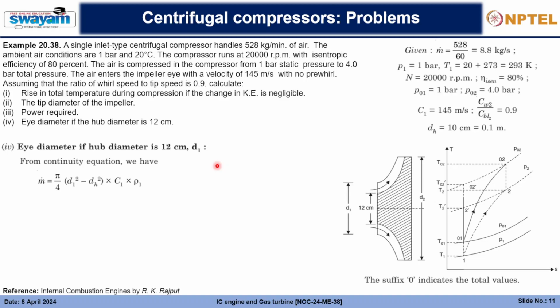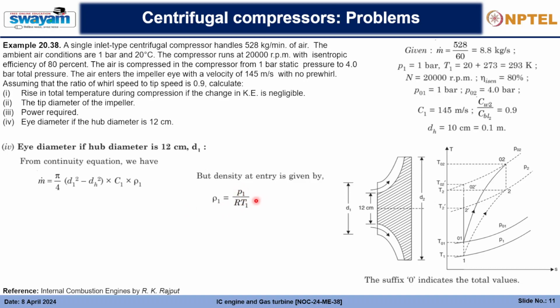Now, why d1 square minus dh square? d1 minus dh is where the air will enter, right? The hub is used for holding the shaft, and the annulus between them is where the air will enter, and that's what we have to consider. And why c1? Because there is no pre-whirl, the flow velocity is equal to the absolute velocity. So that's why c1 into rho 1, and accordingly we'll also have to consider rho 1.